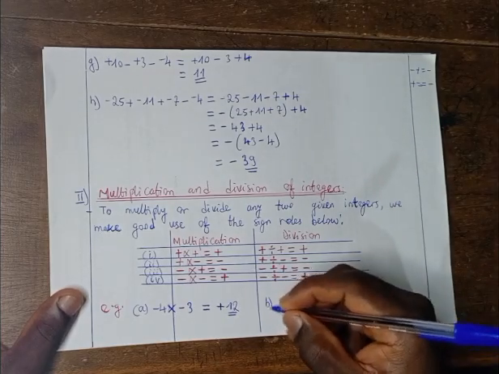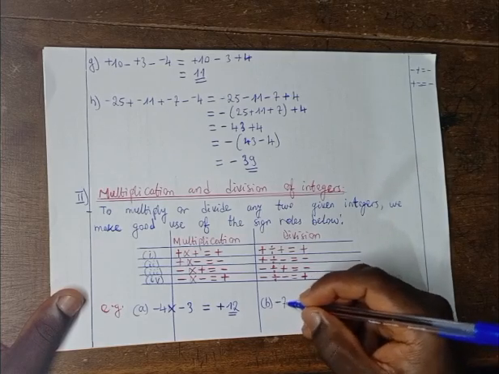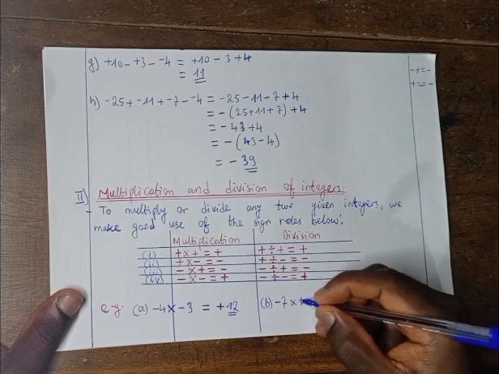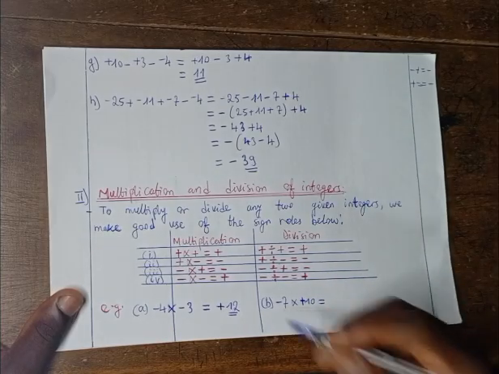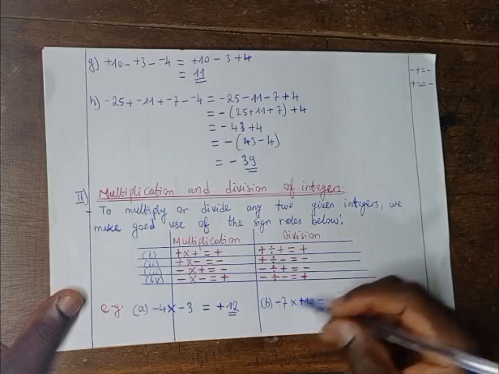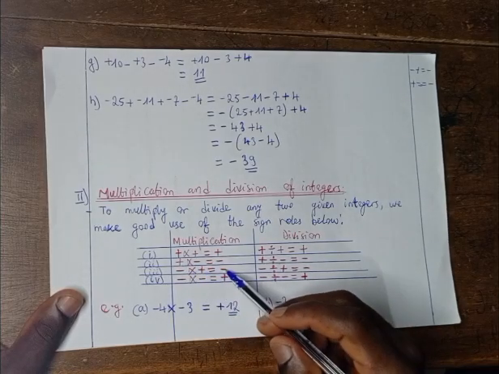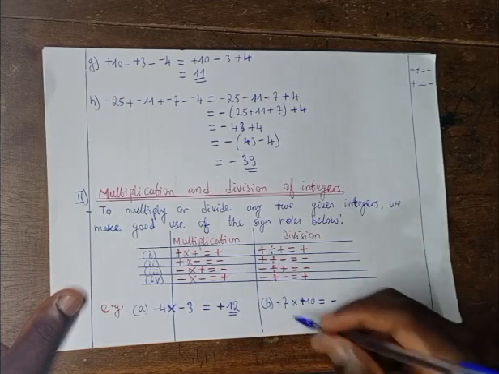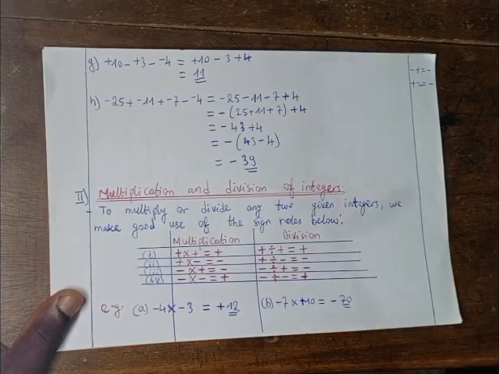Let's take another example. B, we multiply -7 by positive 10. This will simply be equal to, if we multiply a negative number by a positive number, the result will have a negative sign. So we are going to put a negative sign here first. Then we take 7 times 10, which gives us 70.